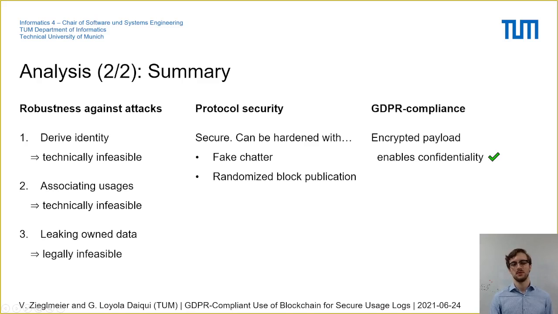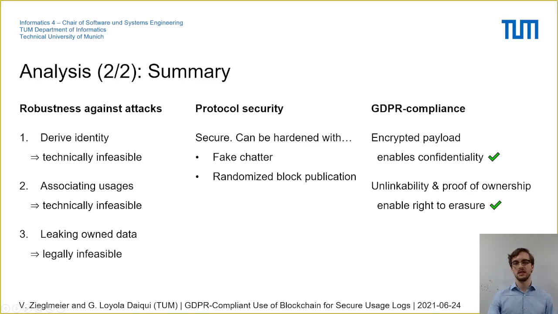Well, the payload is encrypted, which means confidentiality is enabled. Each payload is encrypted individually, right, as we said before. So this is actually the best we can do. More importantly, the unlinkability and proof of ownership, as guaranteed by our pseudonym generation, enable the right to erasure and by extension the right to rectification. So technically, nothing has to be deleted, but legally the right to erasure is fulfilled, which is of course the ideal solution.